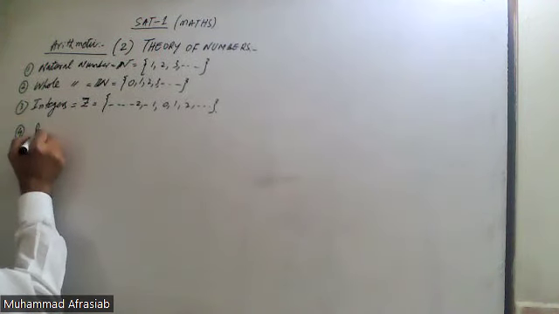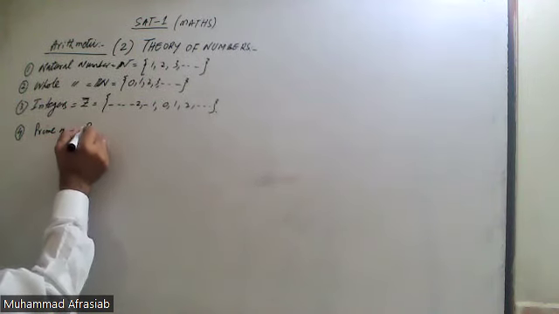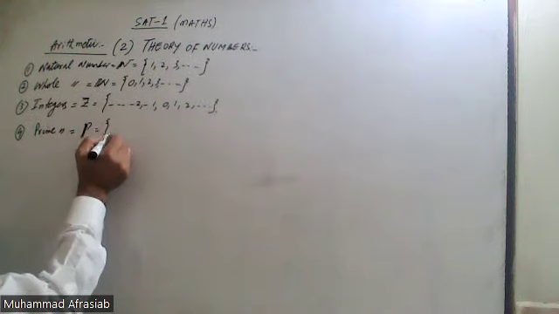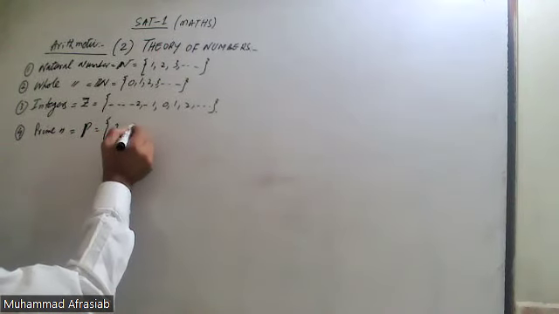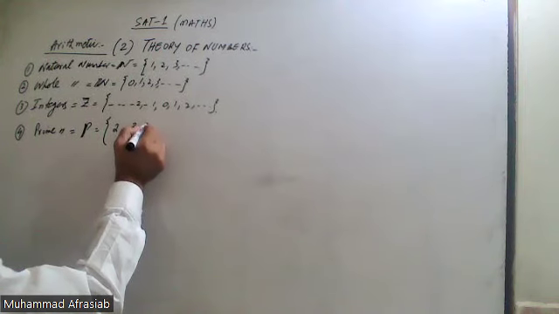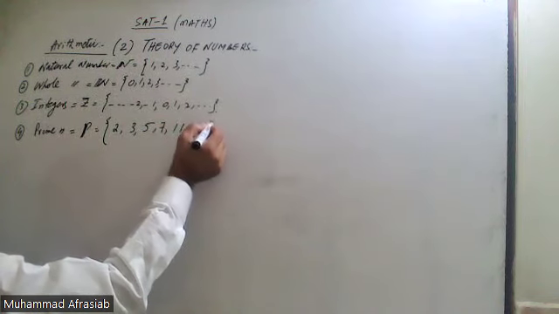Then prime numbers, which is denoted by P, and we know one thing, that 0 is not a prime number, 1 is not a prime number, 2 is the first prime number, 2, 3, 5, 7, 11, and so on. We already know the definition of this prime number, that which have only two divisors, 1 and the number itself.